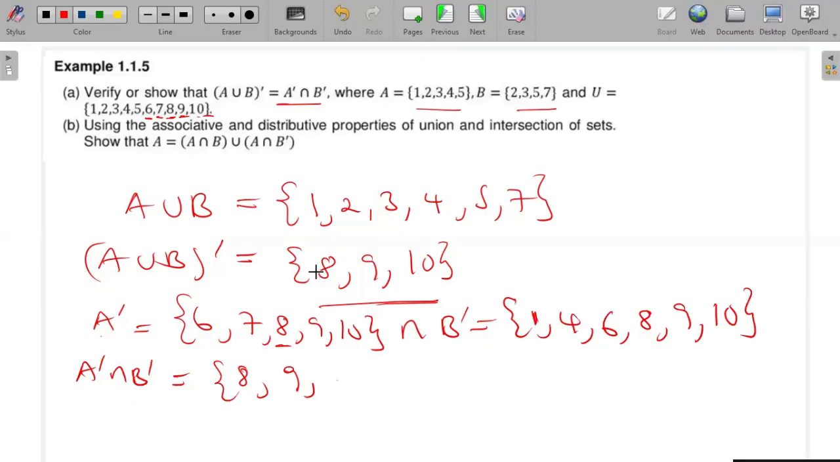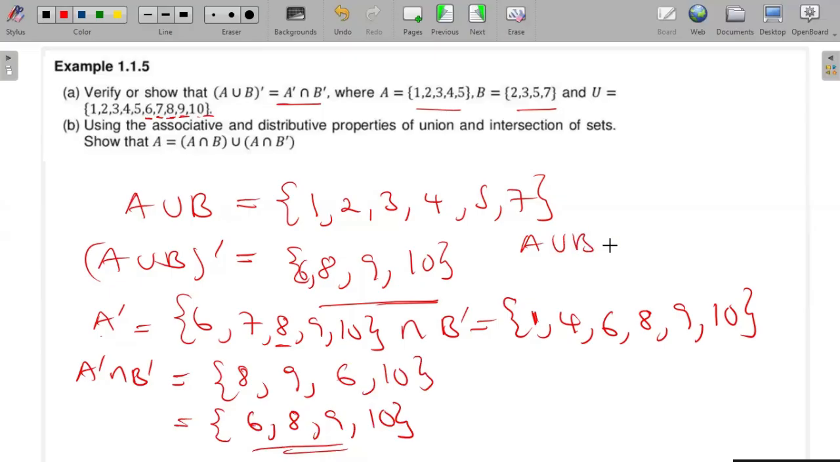Oh, here we forgot a 6, because 6 is outside this range. It's not in this set. So when I look, 6 is common, and also 10 is common. Let me write it in ascending order: 6, 8, 9, and 10. When I look at the two sets, they are just the same. So A union B complement is equal to A complement intersect B complement, hence verified.